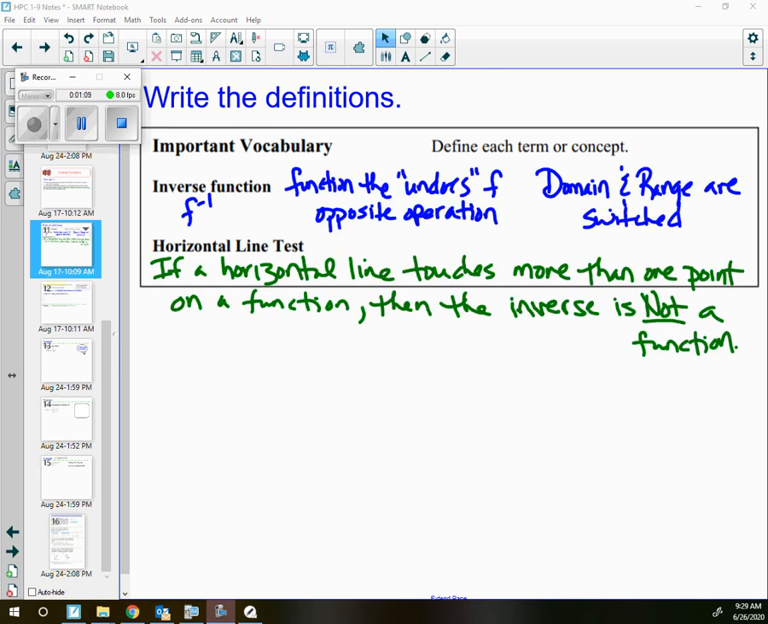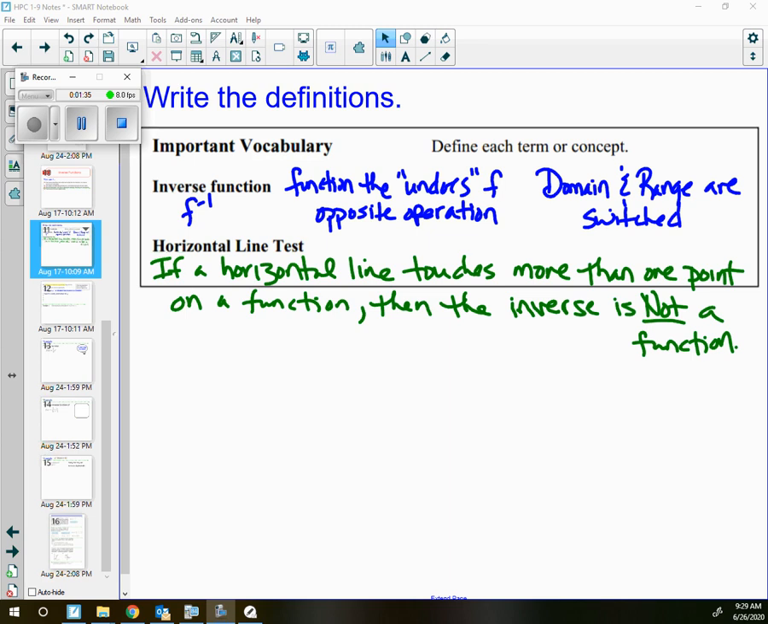All right, so let's see how this compares with what you wrote down. So f inverse, the notation we use, that f with a little -1, which remember is not a reciprocal or an exponent, it just means inverse. So when you see f with that little -1, you say f inverse or the inverse of f. It's the function that undoes the original function, the opposite operation. So like multiply, divide, squaring, square root, they undo each other. The domain and range are interchanged or switched.